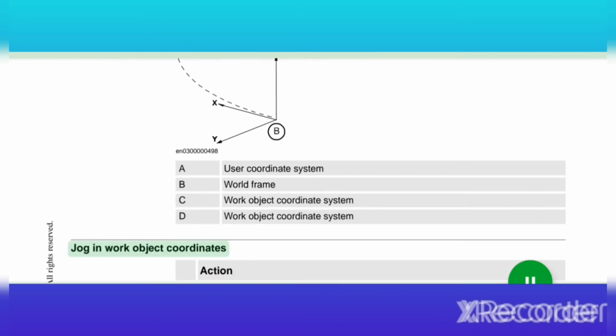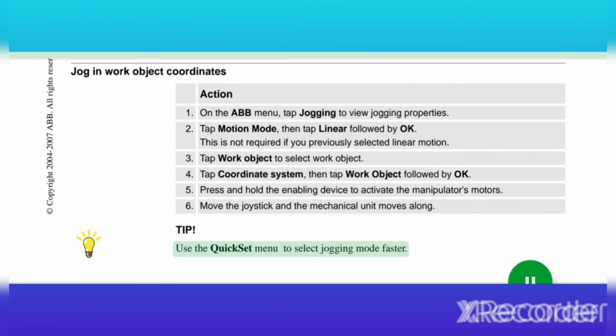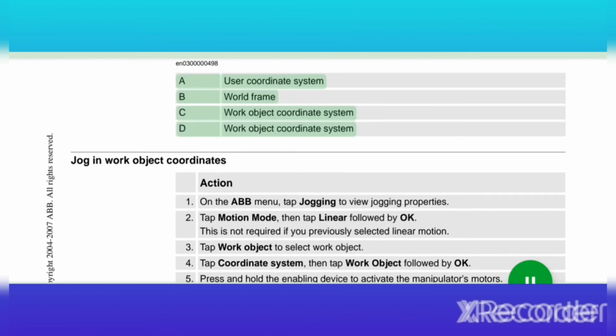Jog in work object coordinates. Tip: Use the quickset menu to select jogging mode faster. A: user coordinate system. B: world frame. C: work object coordinate system. D: work object coordinate system.